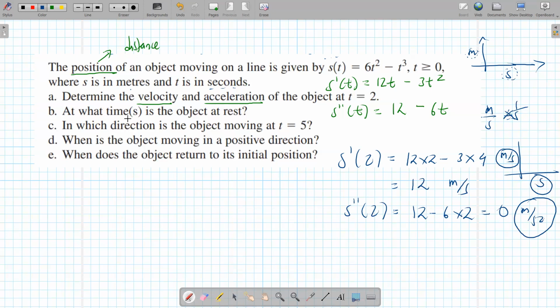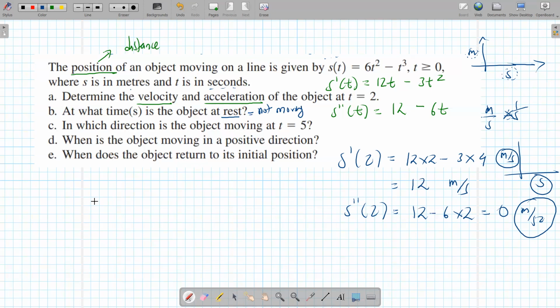B, at what time is the object at rest? What determines something is at rest? Something's going to be 0, basically. Rest means it's not moving, by the way. Rest means it's not moving.